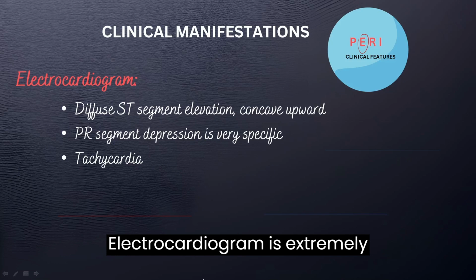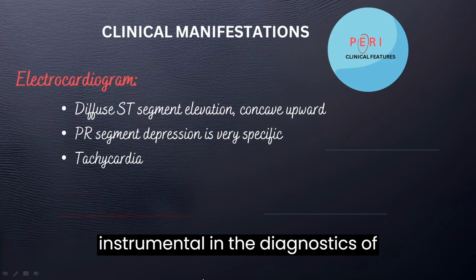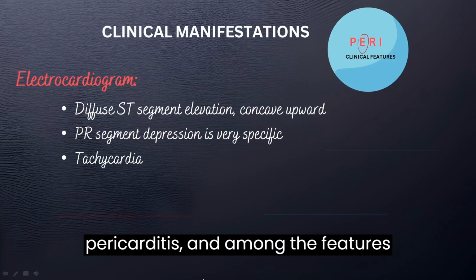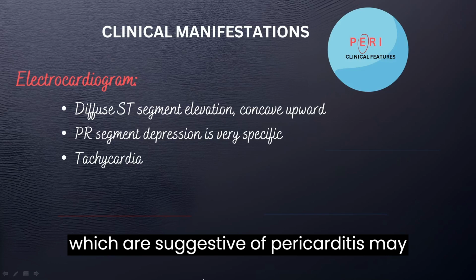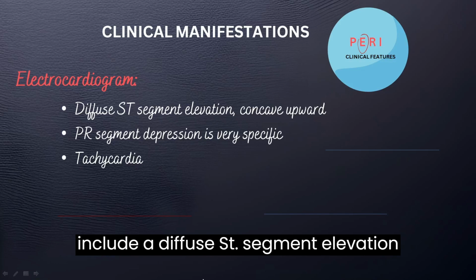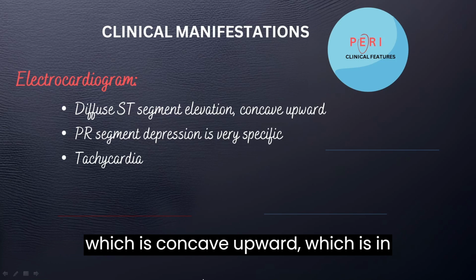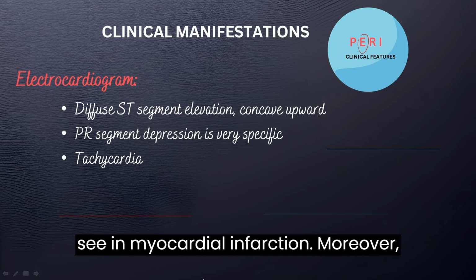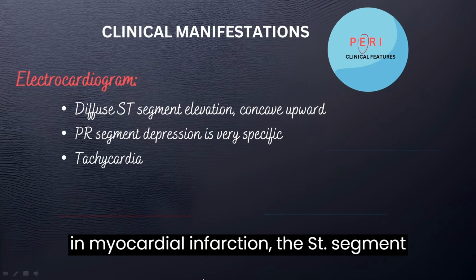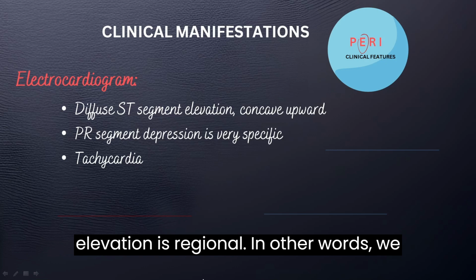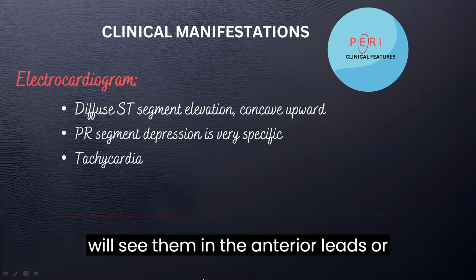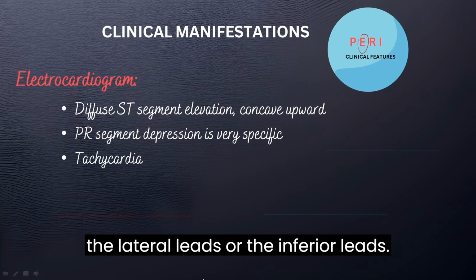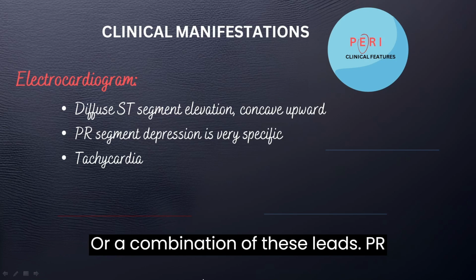Electrocardiogram is extremely instrumental in the diagnostics of pericarditis, and among the features which are suggestive of pericarditis may include a diffuse ST segment elevation, which is concave upward, in contrast to the upward convexity that we see in myocardial infarction. Moreover, in myocardial infarction, the ST segment elevation is regional. In other words, we will see them in the anterior leads or the lateral leads or the inferior leads or a combination of these leads.